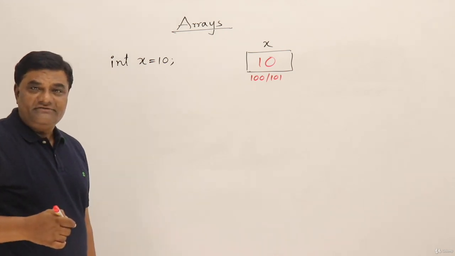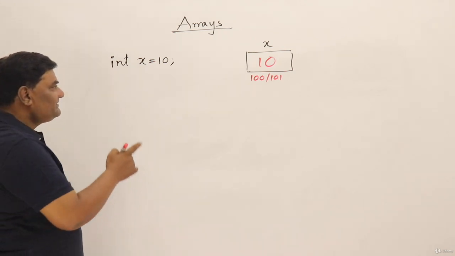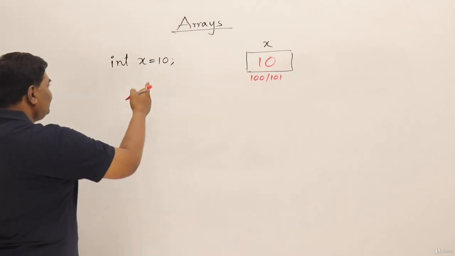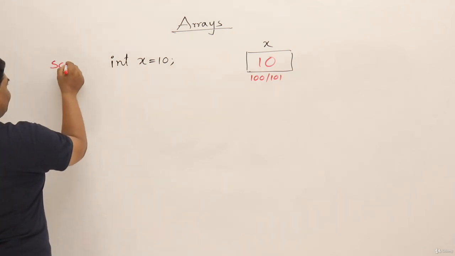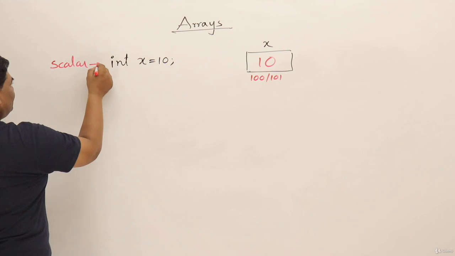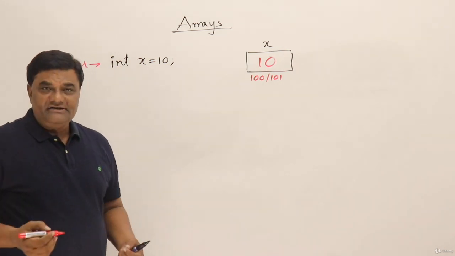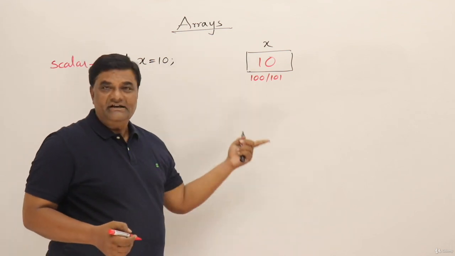This we are already familiar with. So this type of variable is a single valued variable which can store just one single value. And this single valued variable we can also call a scalar variable. Scalar means which is having just magnitude. So this is magnitude, the value is 10. That's all.